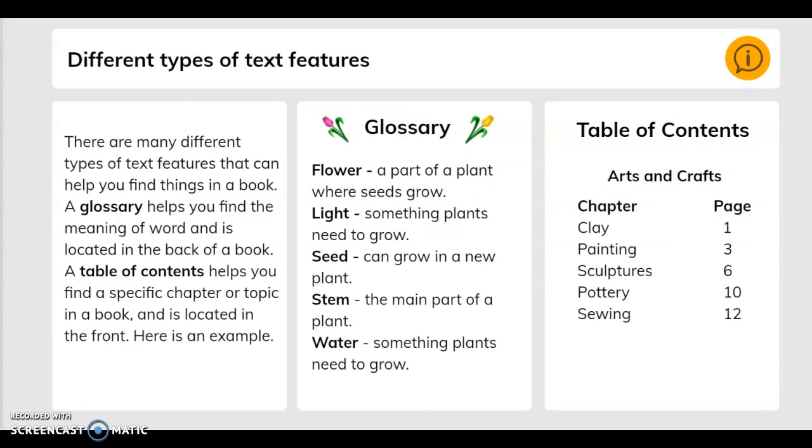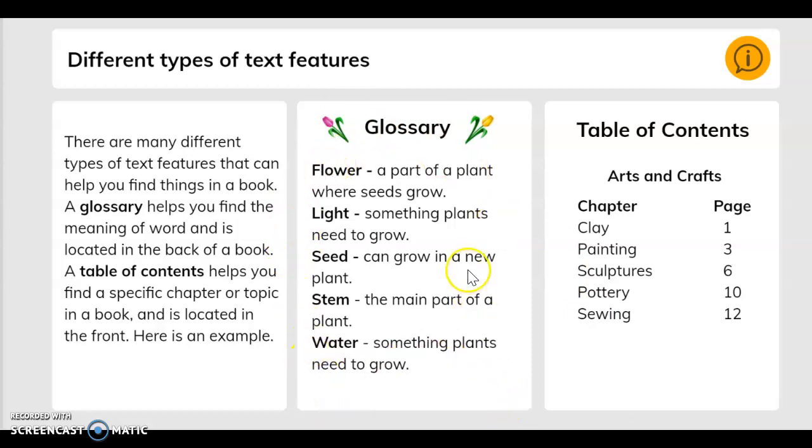Different types of text features. There are many different types of text features that can help you find things in a book. A glossary helps you find the meaning of words and is located in the back of a book. A table of contents helps you find a specific chapter or topic in a book and is located in the front. Here's an example. So this is an example of a glossary.